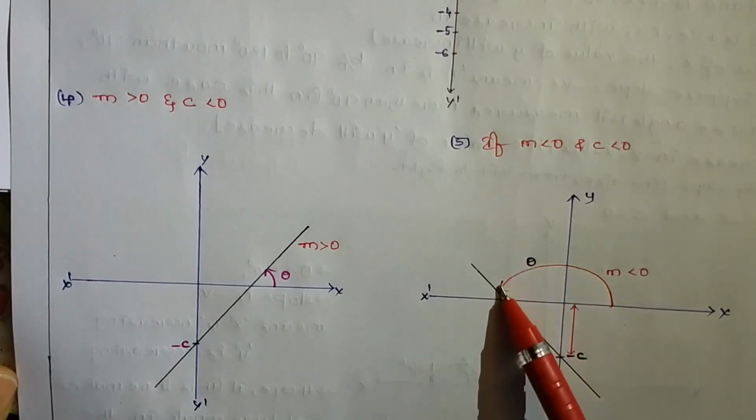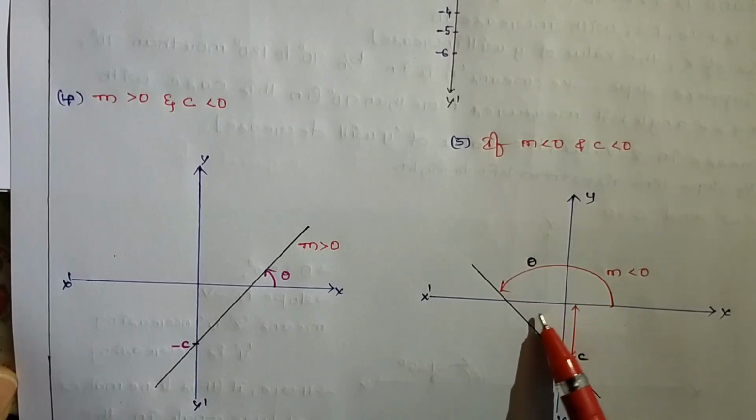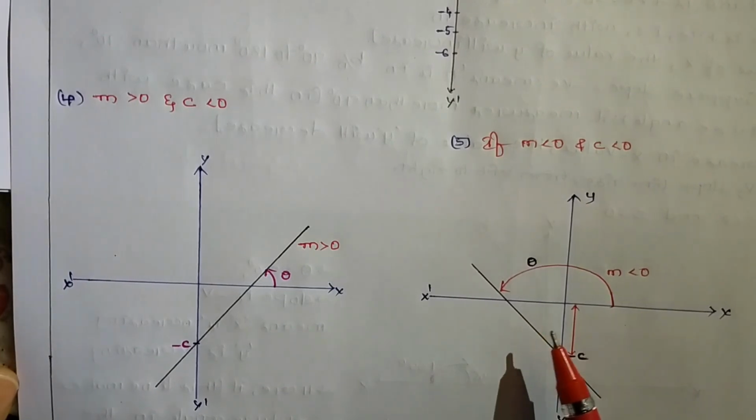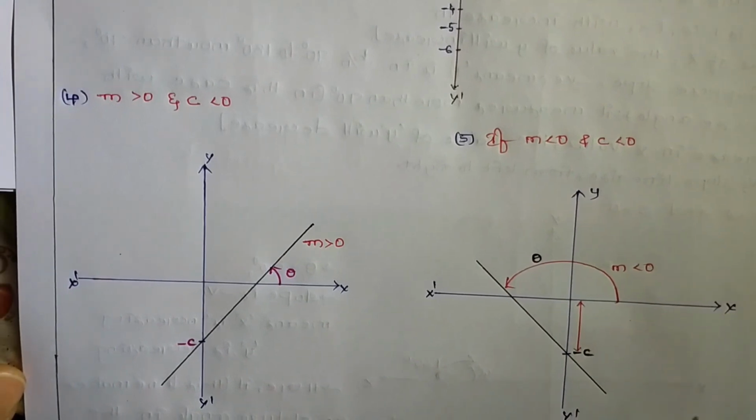The angle here is more than 90 degrees. More than 90 degrees means an obtuse angle, which is negative. Then for obtuse angles, the slope we will get is negative.